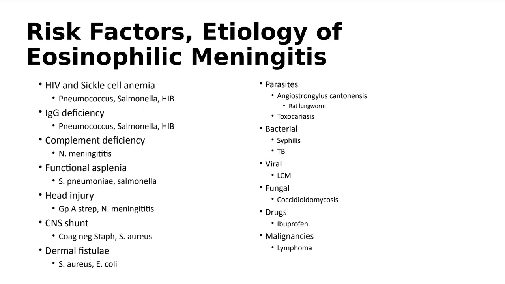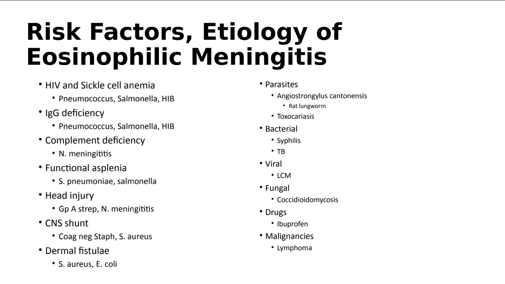So the risk factors are, apart from being a newborn, you can see here in Jamaica where we have a big population of patients who are HIV infected and those who have sickle cell anemia. The pneumococcus, salmonella pathogens, and Haemophilus influenzae type B are very, very important pathogens in these 2 populations. In addition, those who have IgG deficiency, you'll also have these pathogens being prevalent. Complement deficiency, Neisseria meningitidis, functional asplenia, Salmonella and Streptococcus pneumoniae.